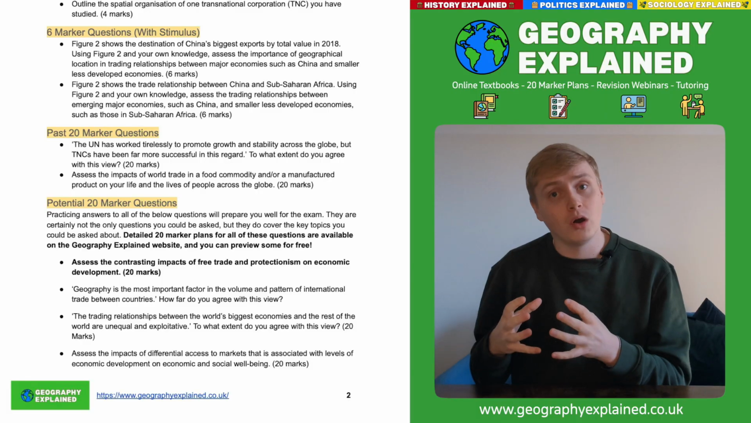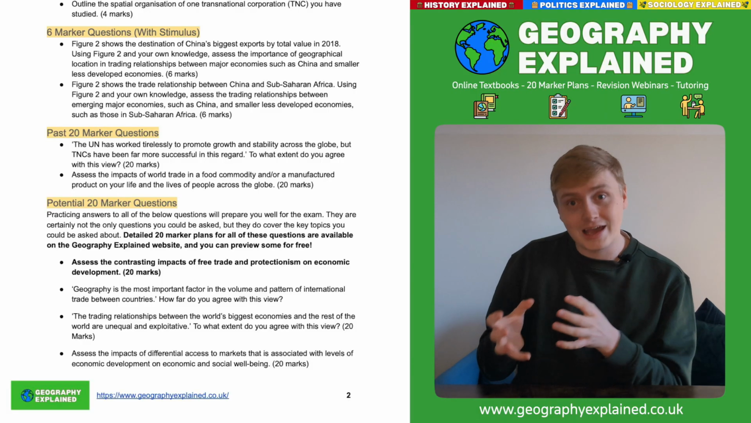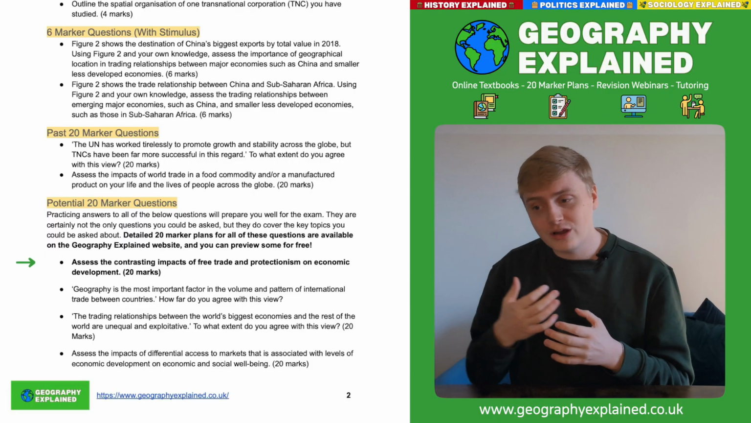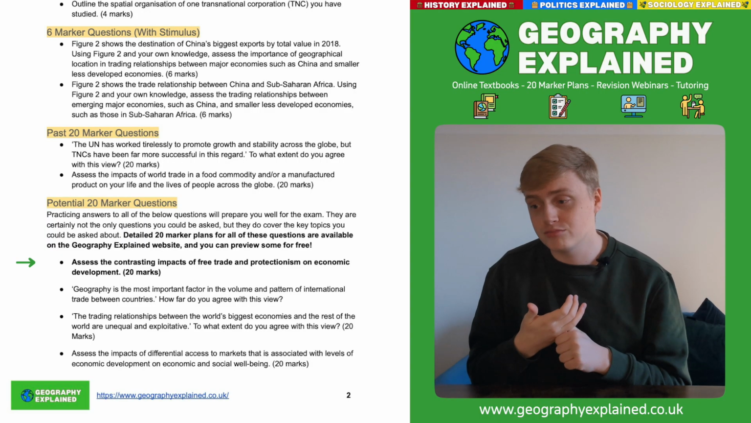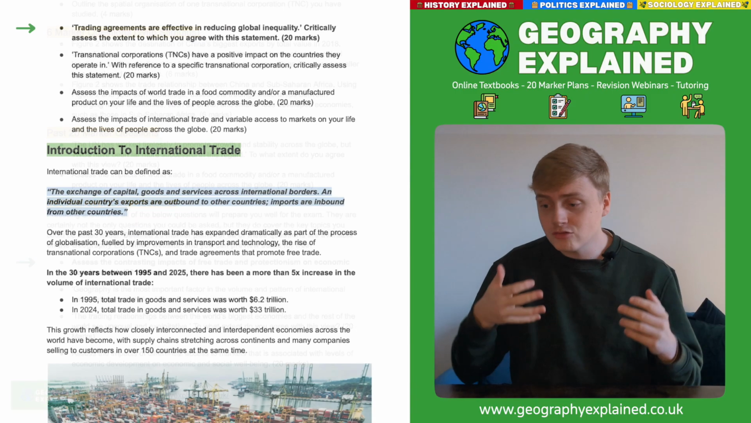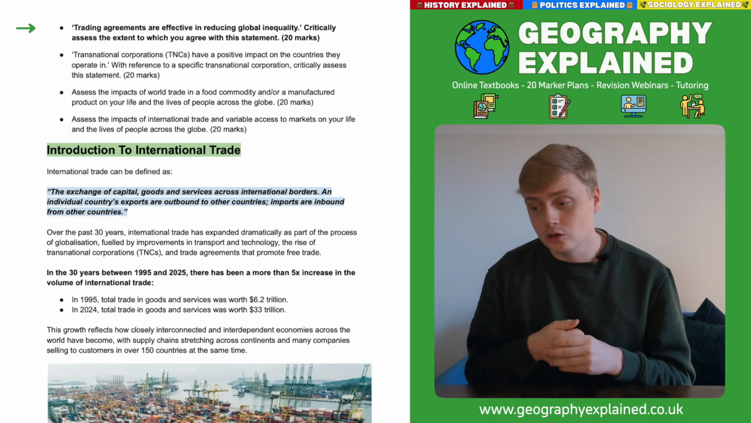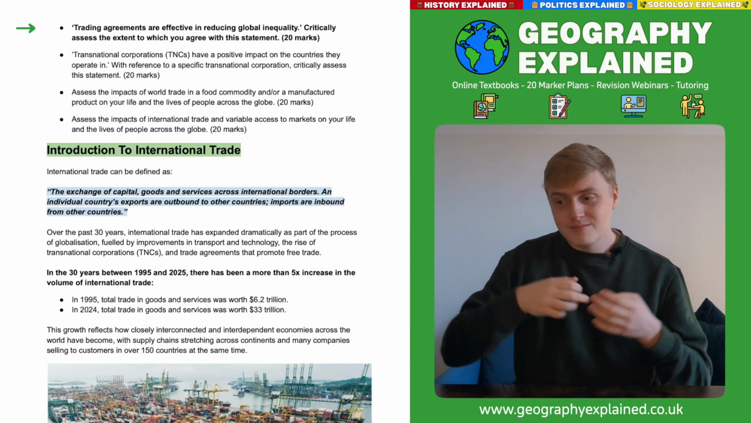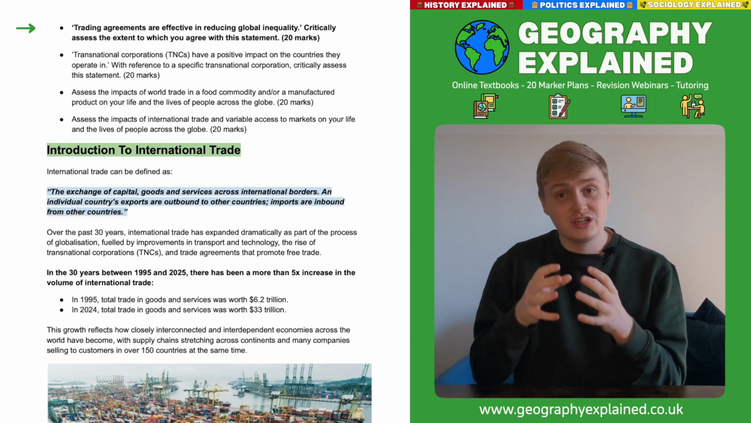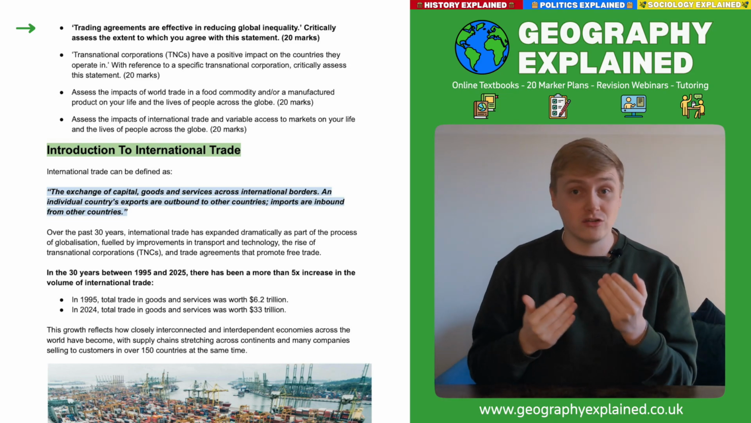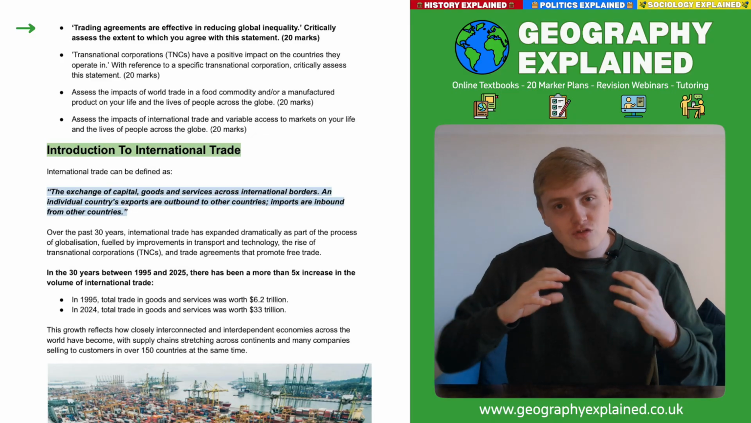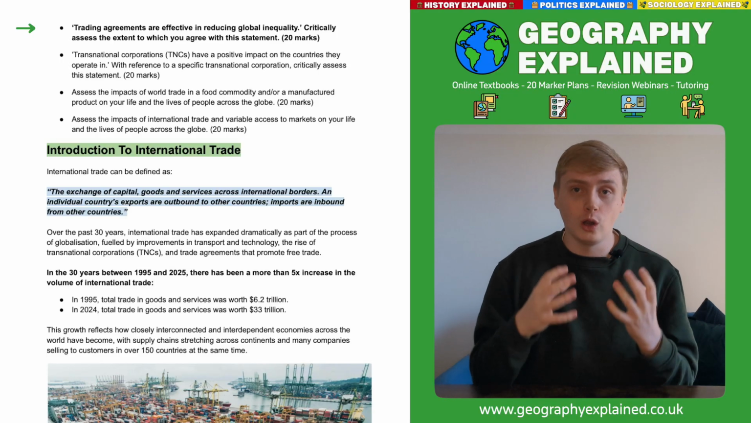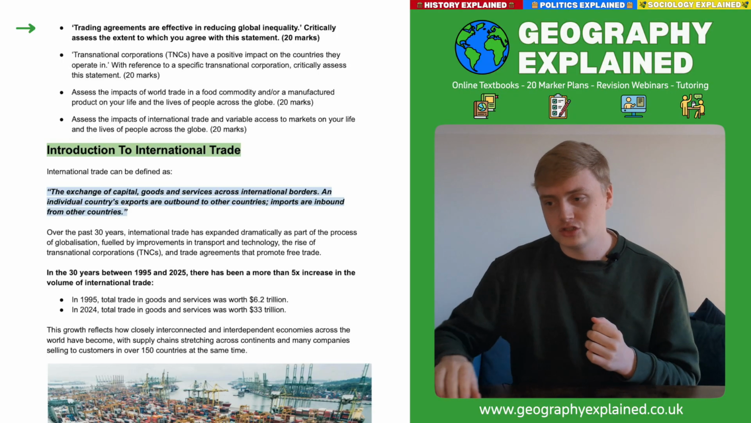But in terms of these ones in bold, which really specifically relate to free trade and protectionism, though free trade and protectionism is going to be useful to answering all of these, you get questions like assess the contrasting impacts of free trade and protectionism on economic development, and trading agreements are effective in reducing global inequality. Critically assess the extent to which you agree with this statement. So to what extent do free trade and protectionism support economic development, and which one is more effective at doing so, and really looking at how free trade and maybe trading agreements as a particular part of that have an impact on global inequality, linking into that global systems topic.